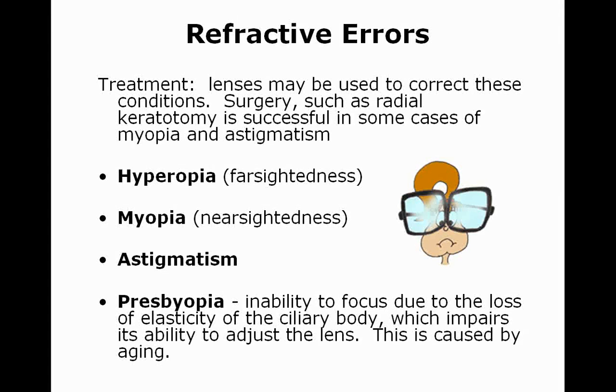And again, it can be corrected by glasses. Now, with this one, the person ends up having to wear something like bifocals, so that they have lenses in their glasses to correct both near and far vision.